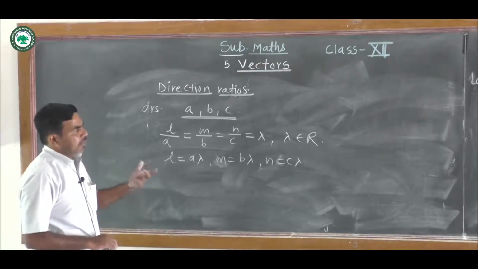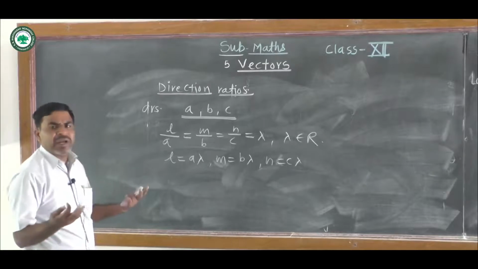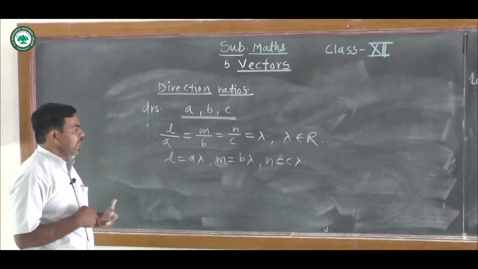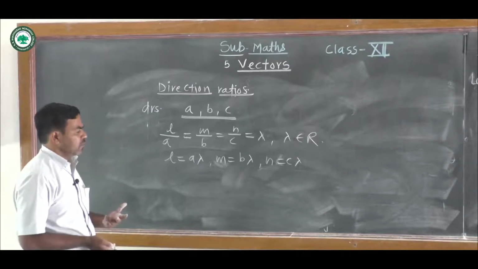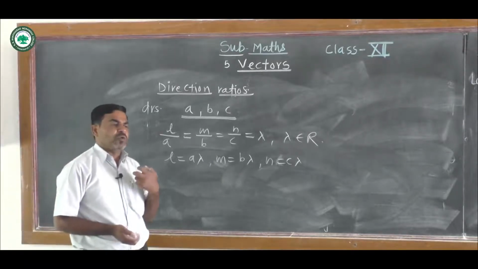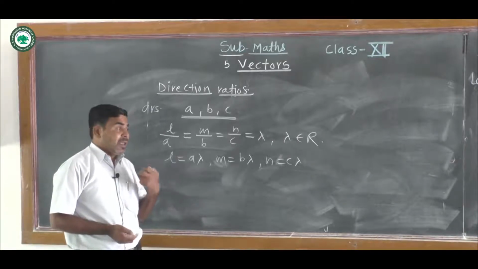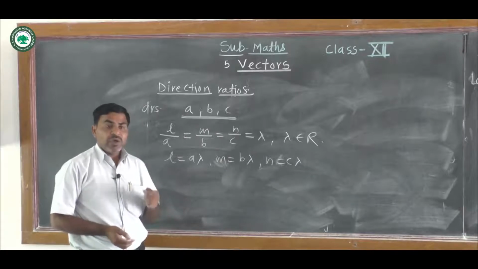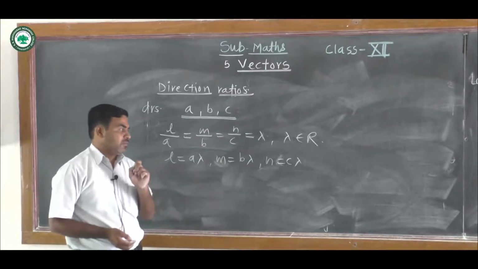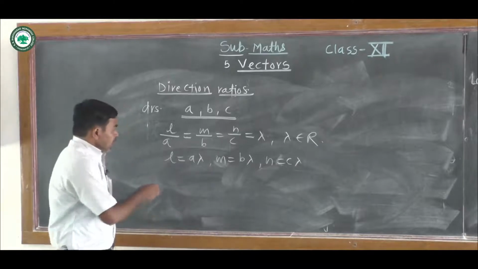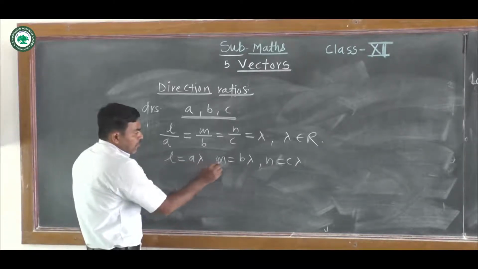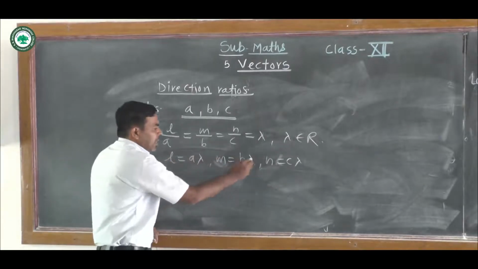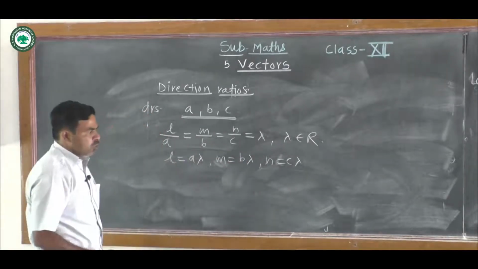So any line has infinitely many direction ratios. Any line has infinitely many direction ratios but unique direction cosines. See once again, any line has infinitely many direction ratios but unique direction cosines. Now, this A, B, C, these are direction ratios. L, M, N, these are direction cosines.